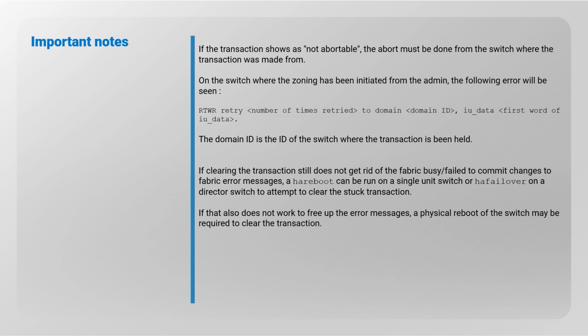If clearing the transaction still does not get rid of the fabric busy or failed to commit changes to fabric error messages, HA reboot can be run on a single unit switch, or HA failover on a director switch, to attempt to clear the stuck transaction. If that also does not work to free up the error messages, a physical reboot of the switch may be required to clear the transaction.